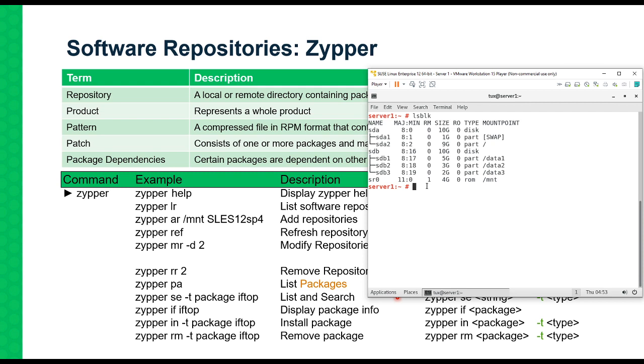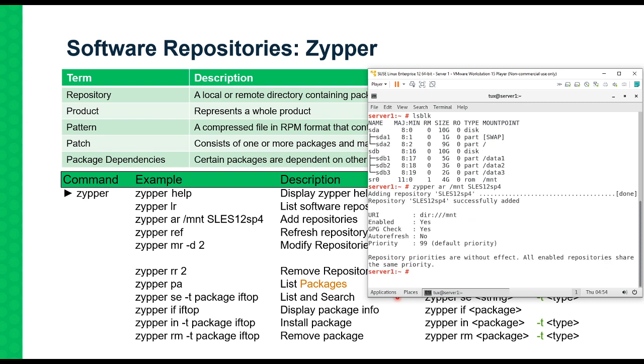So our command will be zypper, minus, then addrepo, ar. Then our source of the repository will be /mnt, because that's the one we've just mounted. And now we have to define a name for our new resource. So we can call it SLES 12 SP4. If you have any other disks, you can call it SP3, doesn't matter which version you have. And let's hit enter. And now it states that we have successfully added our repository.